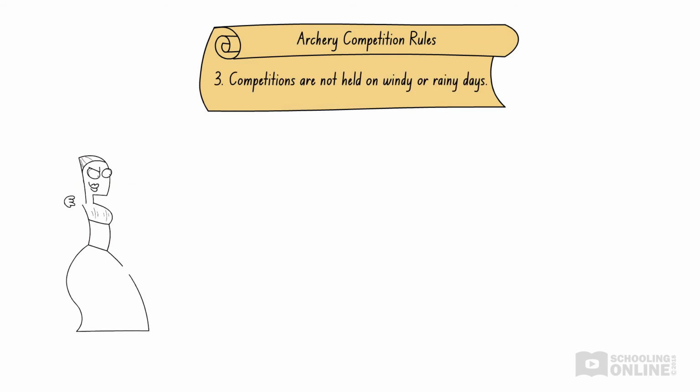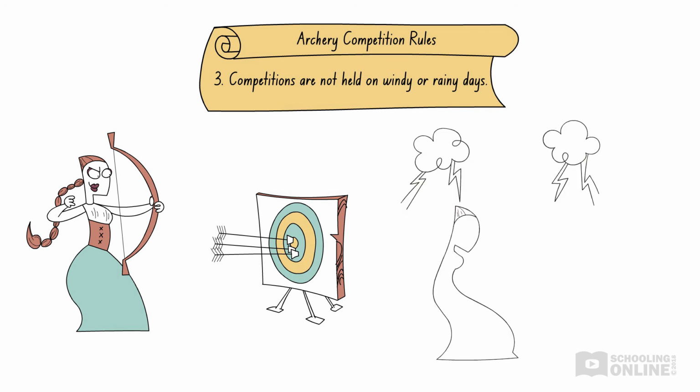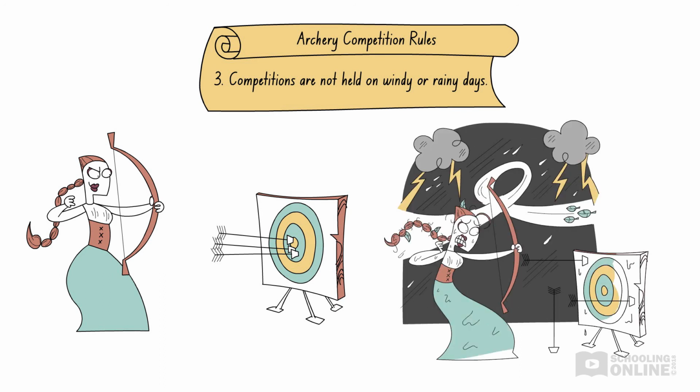The third rule says that competitions are not held on windy or rainy days. Rain causes arrows to slip off bowstrings and obscure competitors' vision, while wind blows arrows off course. This makes it more difficult for everyone to shoot. Hence, it is important to limit archery contests to specific environmental conditions.